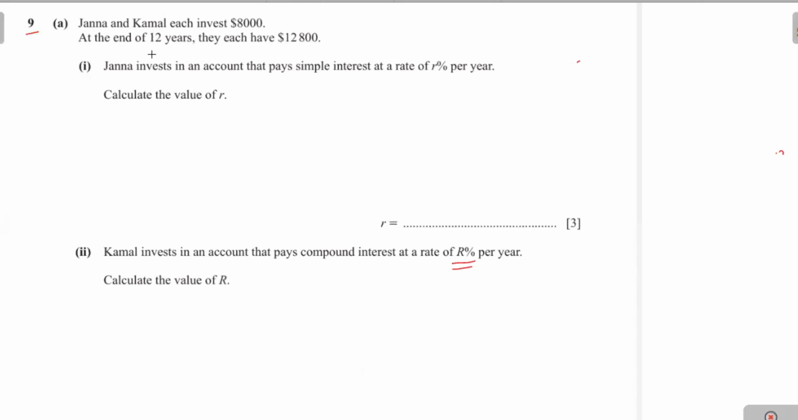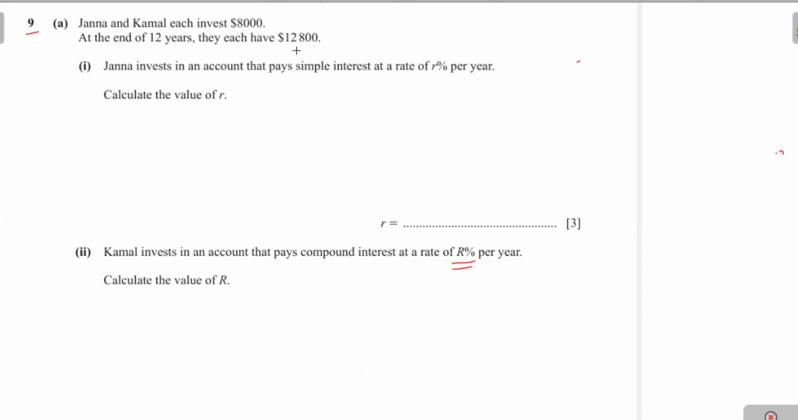Question 9, part A. Invest $8,000. At the end of 12 years, they each have $12,800. Part one: Jana invests in an account that pays simple interest at a rate of R% per year. Calculate the value of R.